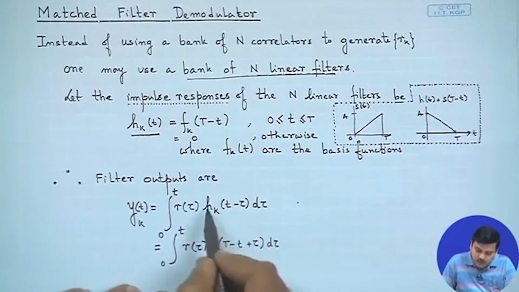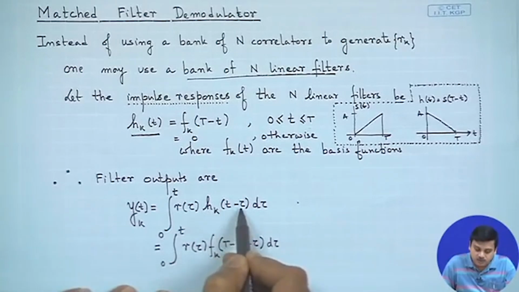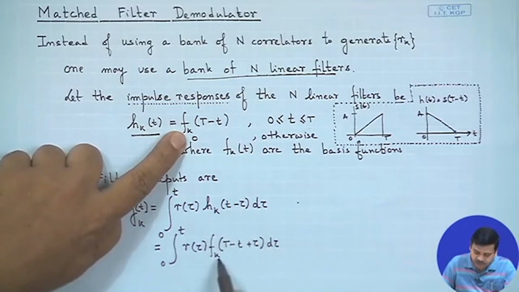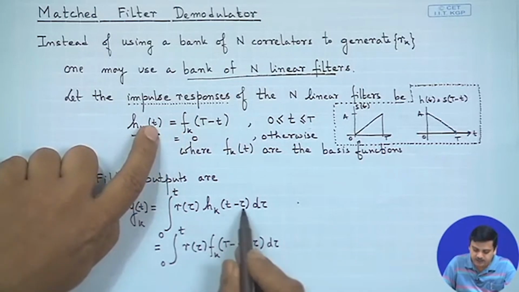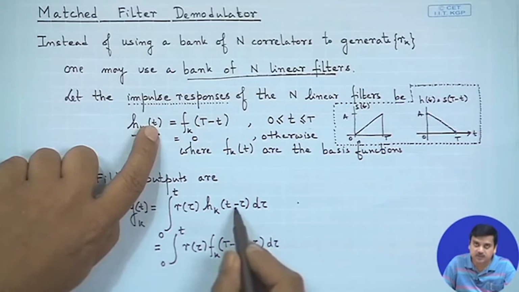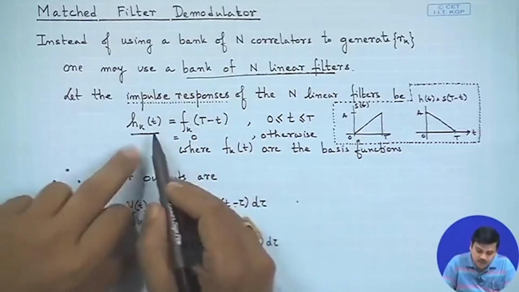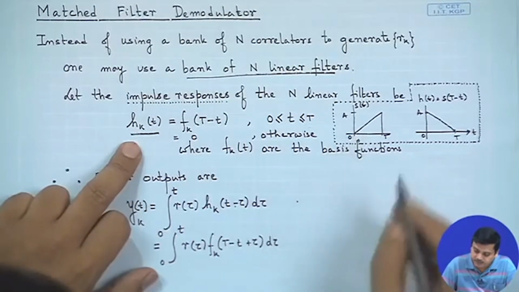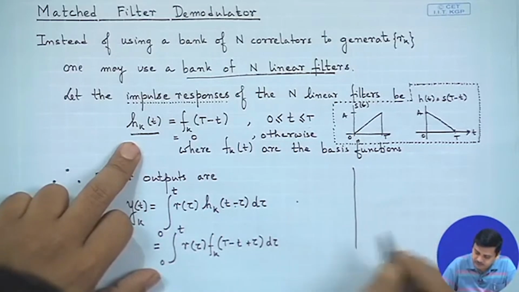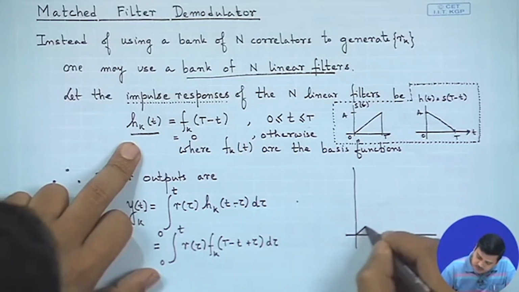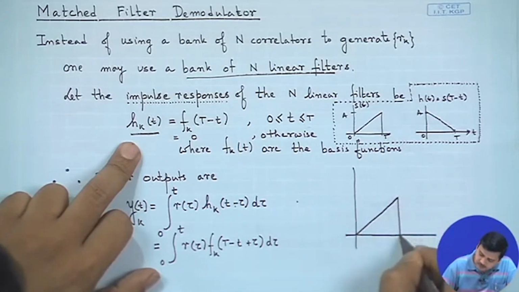So, h k of t minus tau, we replace with f k by definition. So, we have f k of capital T minus t plus tau. You simply replace t by t minus tau, and you get T minus t plus tau because of this minus sign. So, this is the received signal. How is h k related to f k? Simply, I would draw a bigger picture here. Suppose my f k is like this.